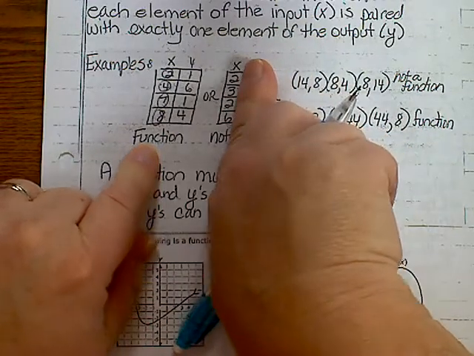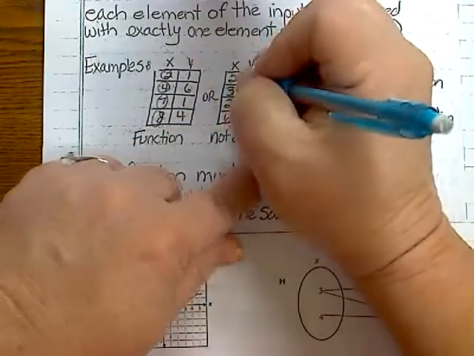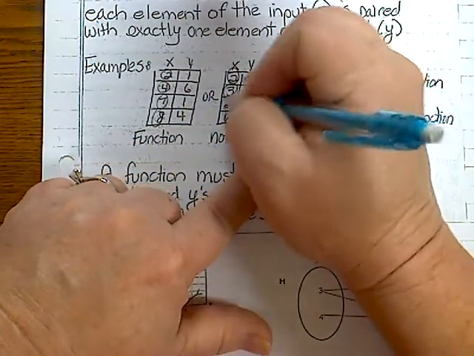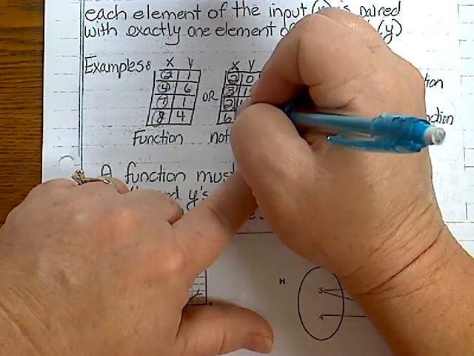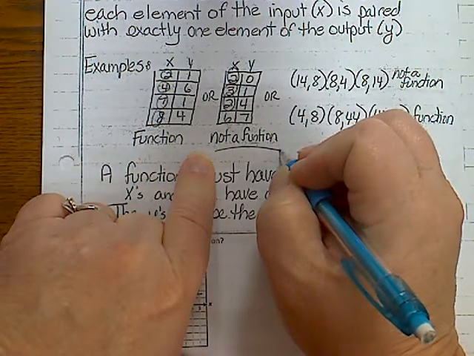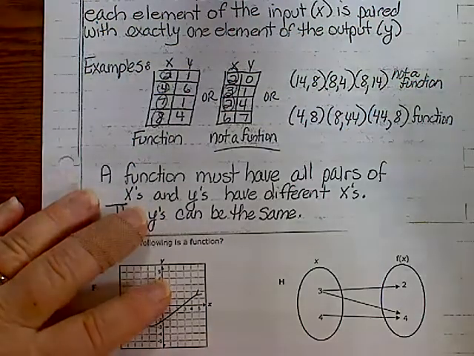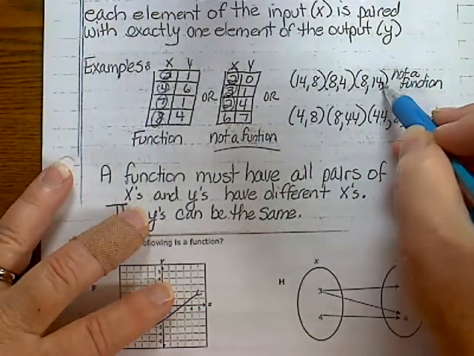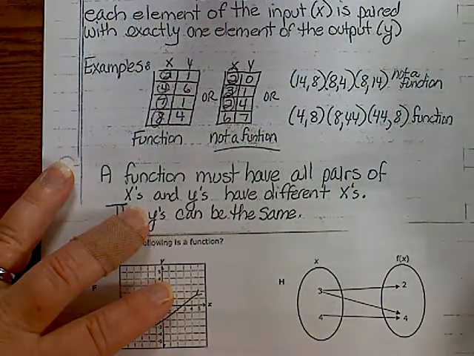Same thing here. Here we go. 2, 3, 2. I said 2 twice, didn't I? Therefore, it is not a function. Okay? Here we go. We have them listed as ordered pairs, which they can do, okay?